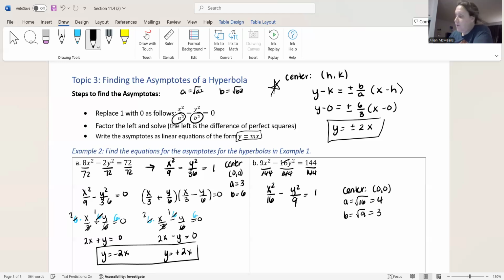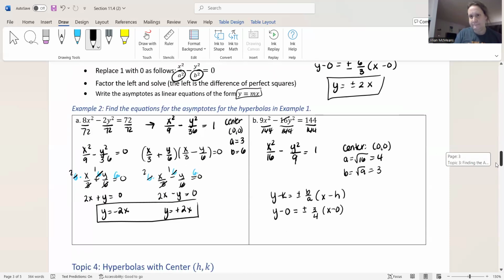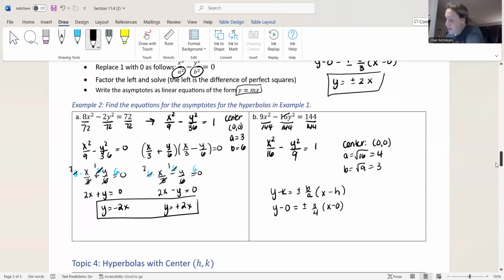So let's plug all of that into the formula. y minus k equals plus or minus b over a times x minus h. So we get y minus 0 equals plus or minus 3 over 4 times x minus 0. And you scroll down just a tiny bit. All right. So when I simplify, I just get y equals plus or minus 3/4 x.